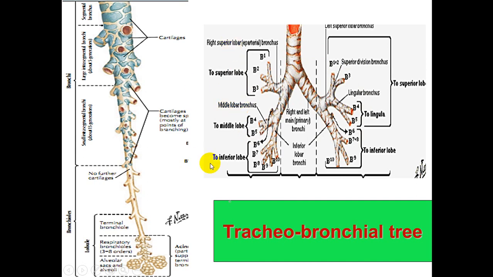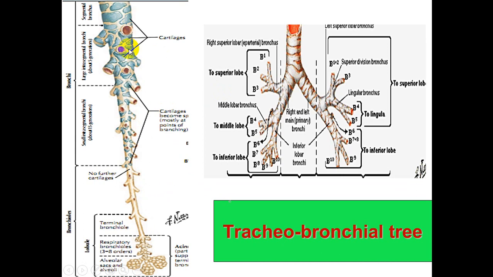Then further these branches divide into segmental branches, which are called segmental bronchi, 10 in each lung. And from here onward, the division within the segment of each lung will be terminal bronchiole, respiratory bronchiole, alveolar ducts, and alveoli. The important thing before discussing the details of the structure is to demarcate the conducting part and the respiratory part of the tracheobronchial tree.